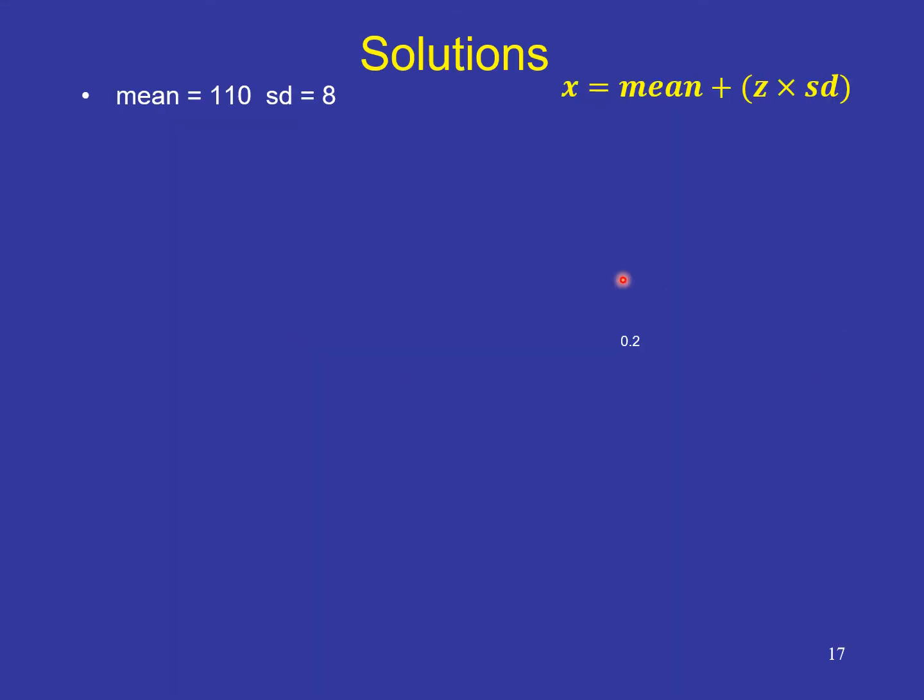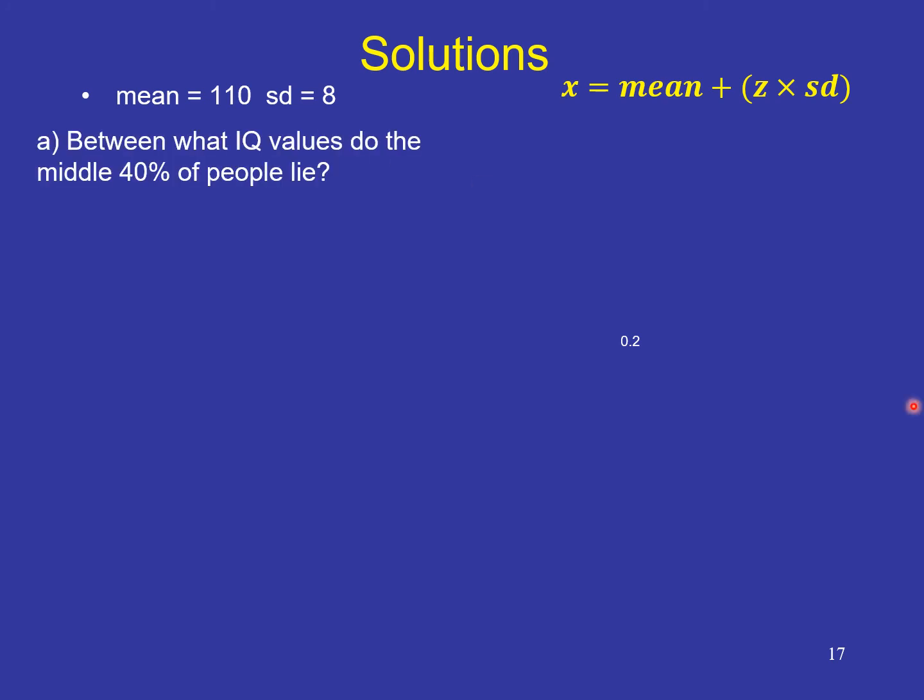So we're told that the mean is 110 and the standard deviation is 8. And question A says, between what IQ values do the middle 40% of people lie? So let's have a look at this on the graph. So the mean is 110, so that goes in the middle. And we're interested in the middle 40%, so that's represented by a probability of 0.4. So we want to find the IQ value here and the IQ value here.